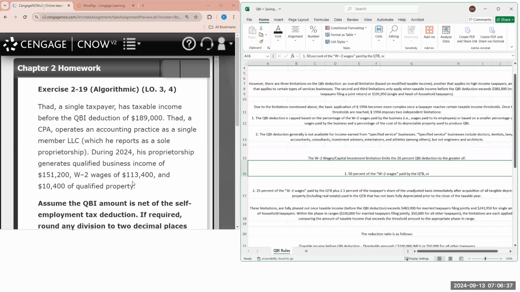So in this example, we see that he doesn't meet the threshold. So his taxable income is the 189,000. Therefore, it is the lesser of the two, the 189,000 versus the 151,200.